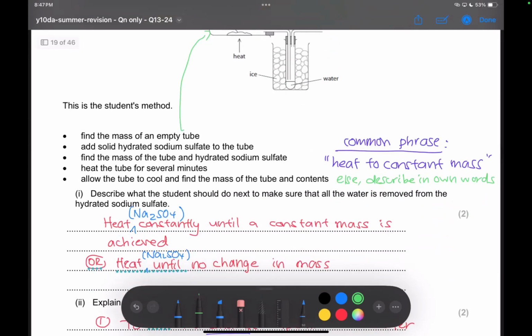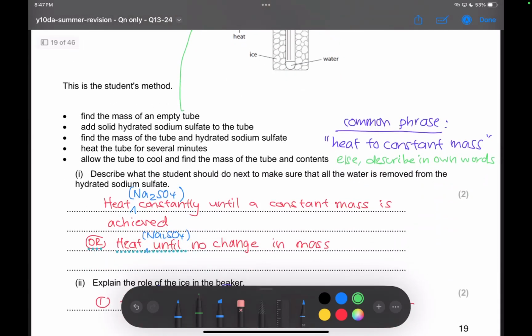in this case. Okay, so we have the first 2-mark question that asks us to describe what the student should do next to make sure that all the water is removed from hydrated sodium sulfate. This is a 2-mark question. The basic common phrase that you would definitely need to get these 2 marks is heat to constant mass. So heat alone, 1 mark. To constant mass is basically your 2nd mark.